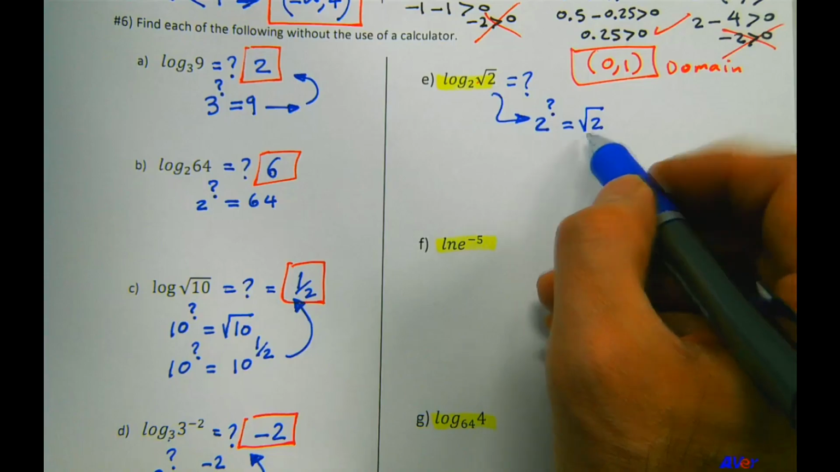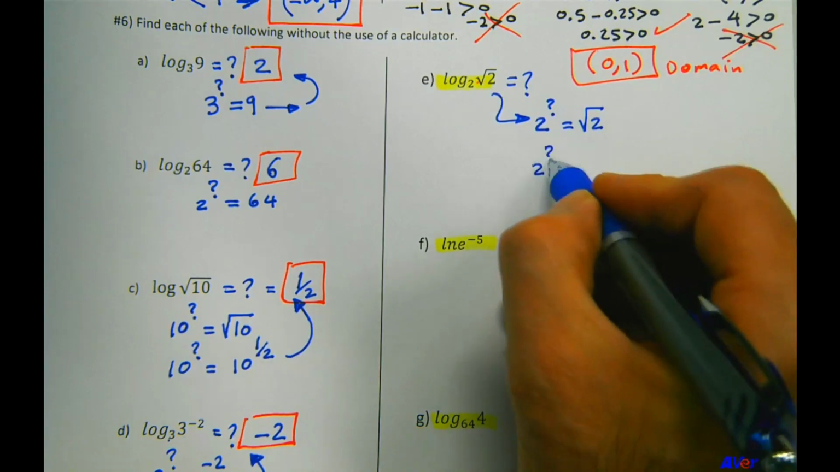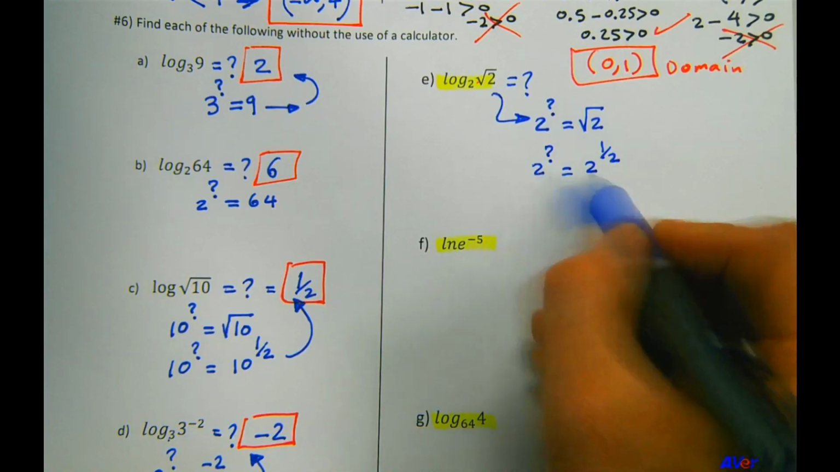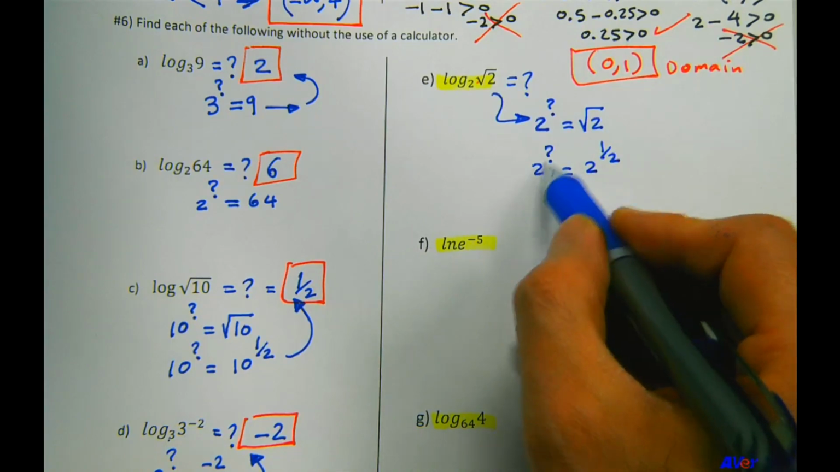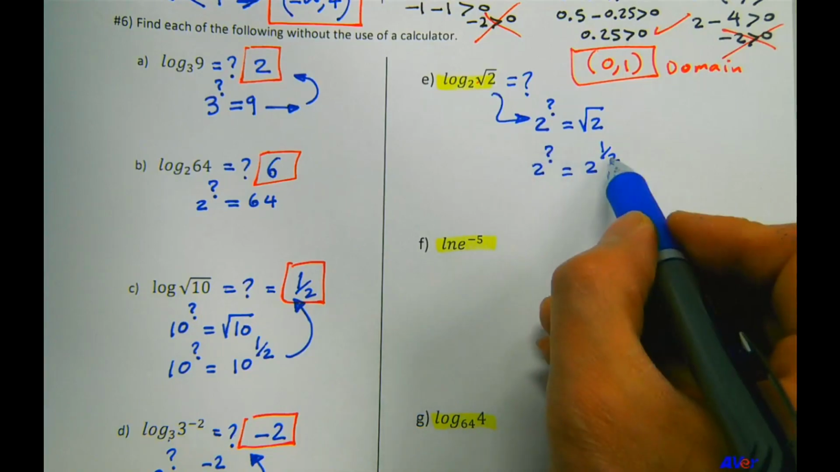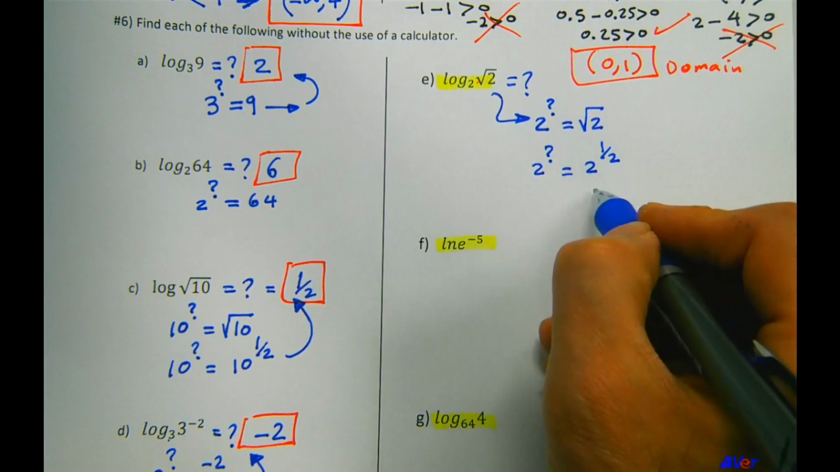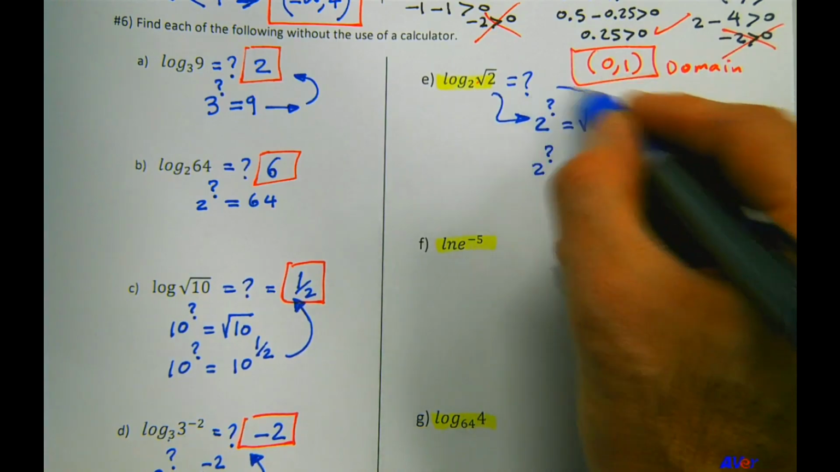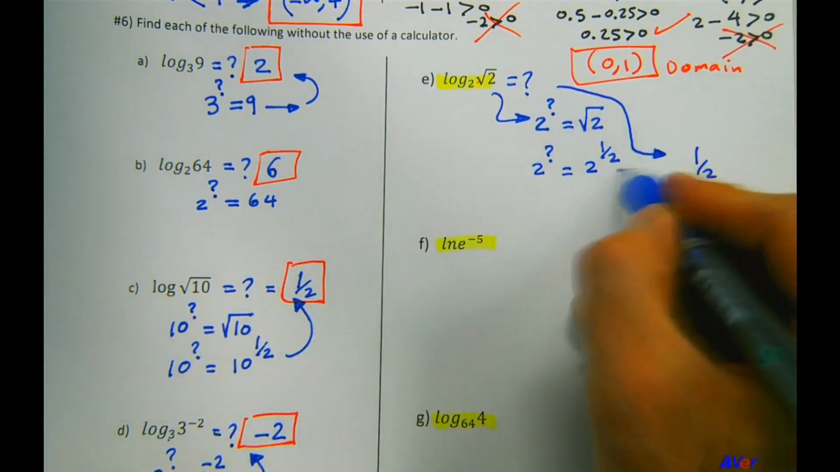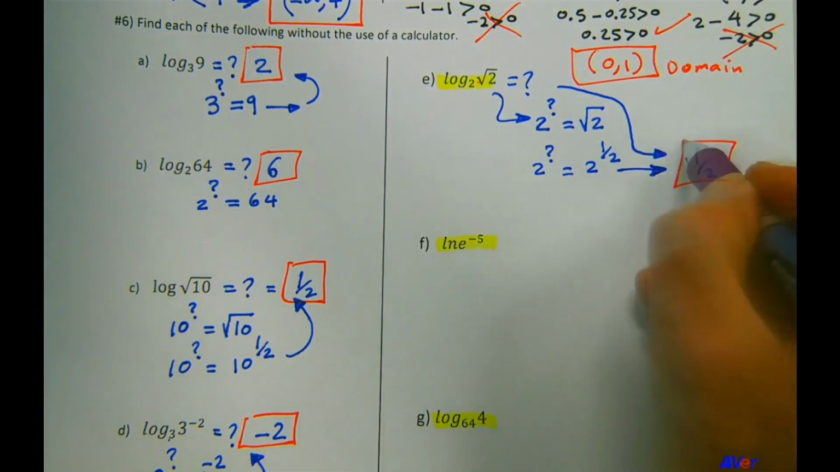We know we can write any radical expression in terms of its rational exponent. So let's do that. 2 to 1/2 power. Okay, compare the left and right. The only way the two sides can be equal to each other is if the question mark is equal to 1/2. So therefore, the result here is going to be 1/2.